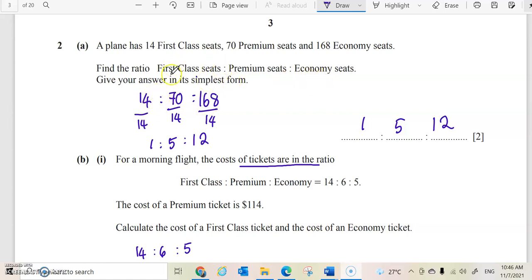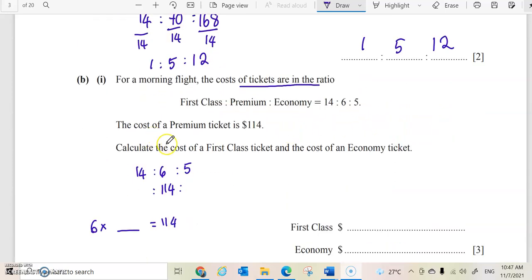Okay, so kat sini kita susun dulu 14 to 70 to 168. Okay, and then kita mudahkan dia, kita bahagikan dengan the simplest, paling mudah. So sekarang, let's say kita try dengan 14. So, bila kita bagi 14, sebab kita dapat number integer, okay, whole number. So, the ratio would be 1 to 5 to 12. Okay, so soalan ni senang, sepatutnya dapat markah penuh.